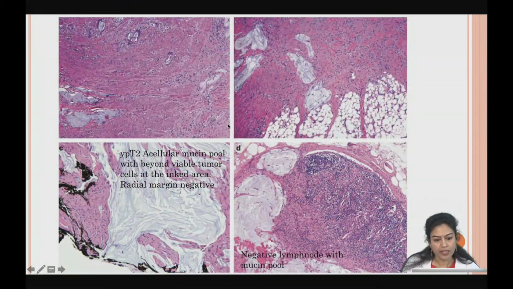And this is another case where I would like to show that you have abundant mucin pools beyond your viable tumor cells. Even if these abundant mucin pools are reaching up to your inked margin, this should not be considered as a positive margin. So here your circumferential margin should still be considered as negative, and this should only be considered as pT2. Also, if you have a lymph node with some mucin but no viable tumor cells, it should be considered as a negative lymph node.